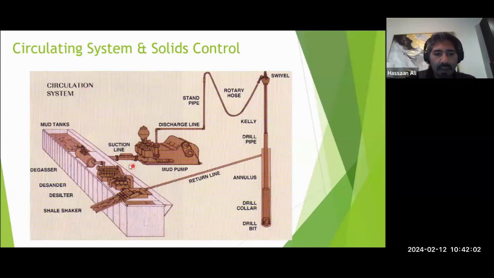ejected over here. And then we have a suction line and mud pump. The mud pump can be driven by an engine. Mostly they are driven by engines, but they can also be driven by an electric motor. You need an electric generator on site. And then you have the discharge line, standpipe and rotary hose. Through a swivel, it is injected back into your drill pipe.